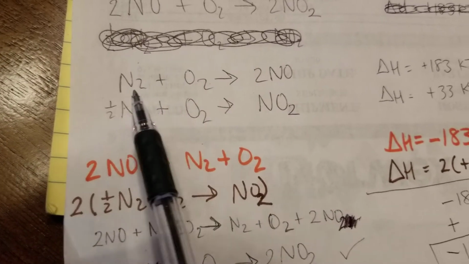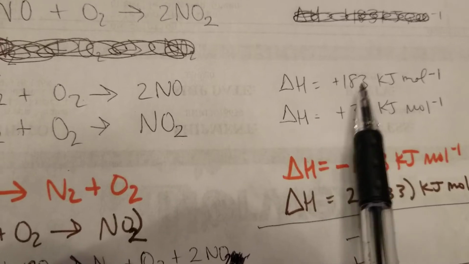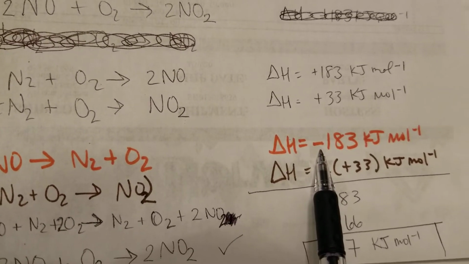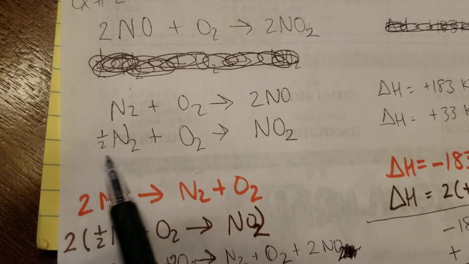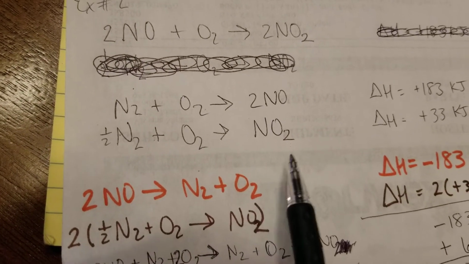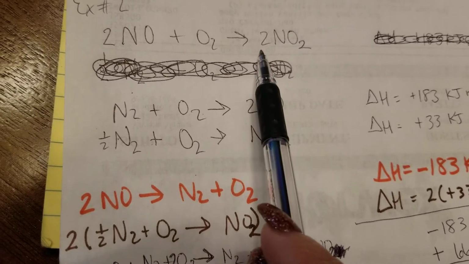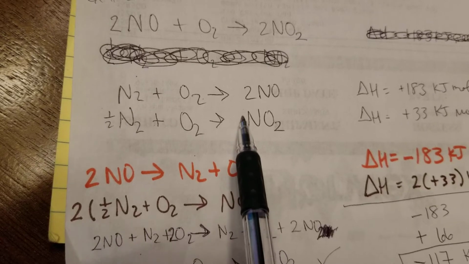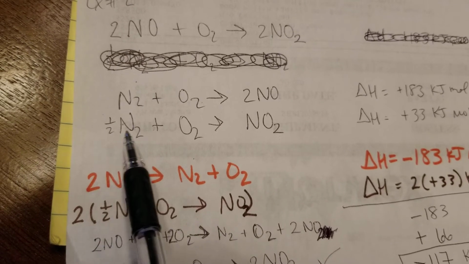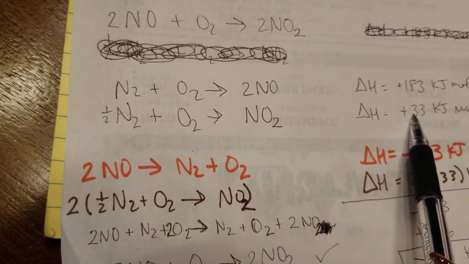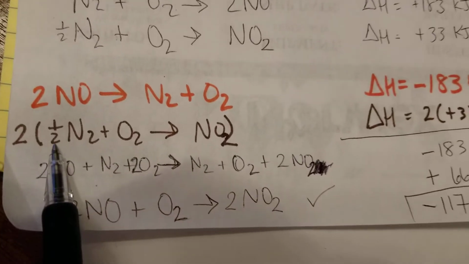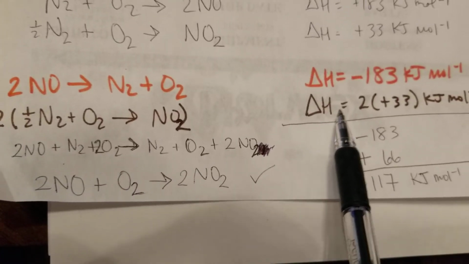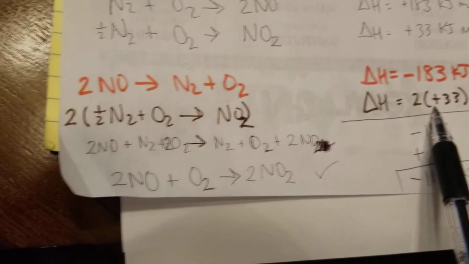If I flip the reaction, I have to change the sign. It is no longer going to be positive 183. Now it's going to be negative 183 kilojoules per mole. For the second reaction, the problem is that overall I want 2 moles of NO2, and this one only has 1 mole of NO2. So I'm going to take this entire reaction, including the delta H, and multiply it by 2. I did that here in brown. I'm going to multiply everything by 2, and multiply the delta H by 2.